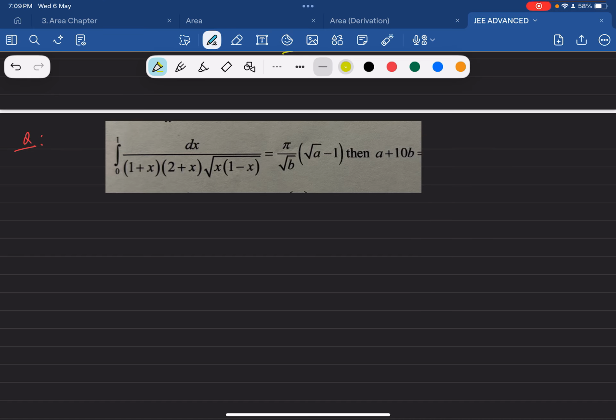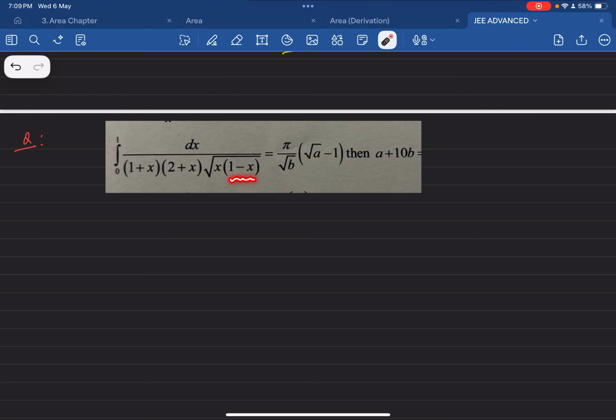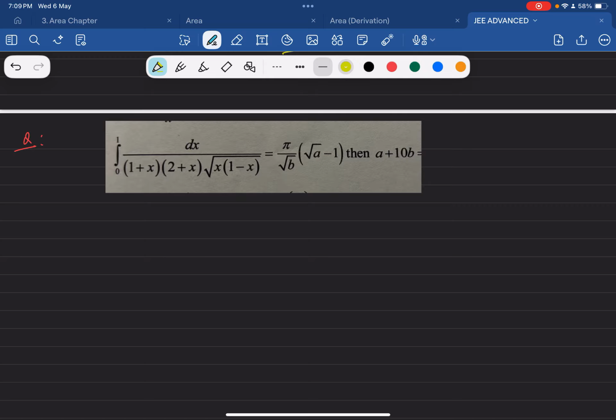I want to make this factor a perfect square. So obviously x should be either sine square theta or cos square theta. You can substitute any one of them. It's not compulsory that you substitute either sine or cos. Any one of them you can substitute. So let us put x equal to sine square theta.